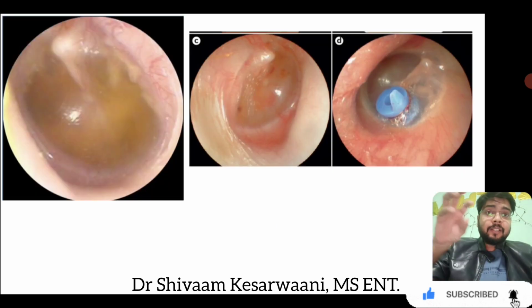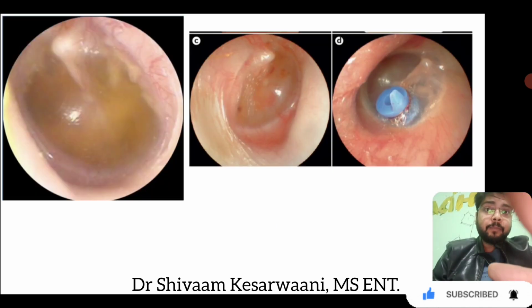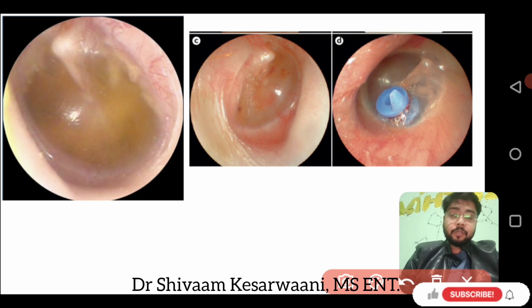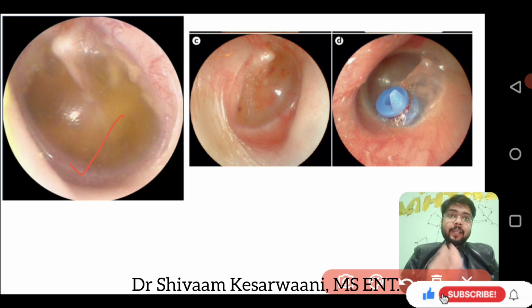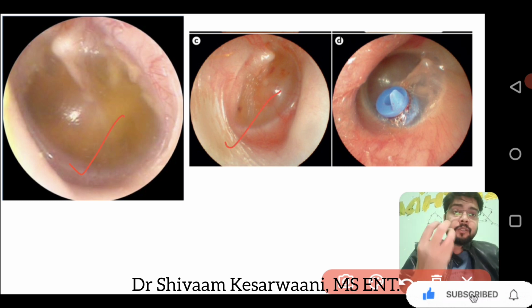So first of all, these are the other otoscopic images you can get in case of otitis media with effusion. Here again you can see yellowish thick fluid collected behind the tympanic membrane. Again here also you can see the dull tympanic membrane where there is fluid.